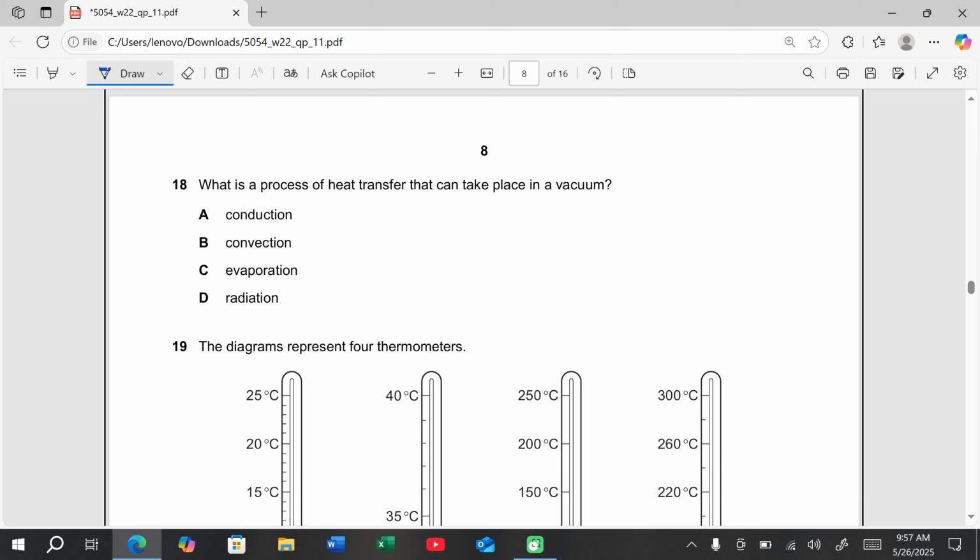Which process of heat transfer takes place in a vacuum? It's only radiation, because convection and conduction both need a material medium, meaning particles of air.